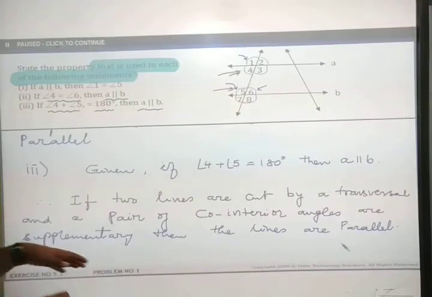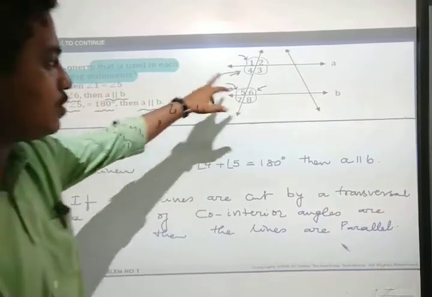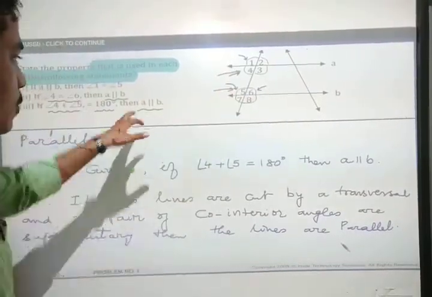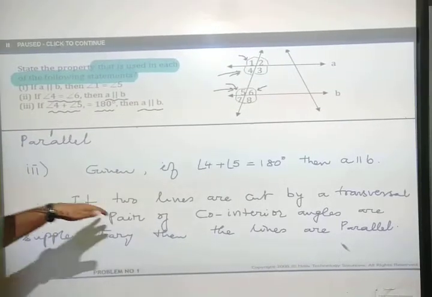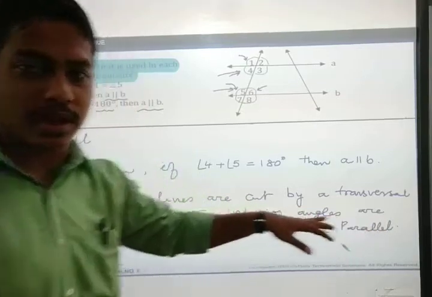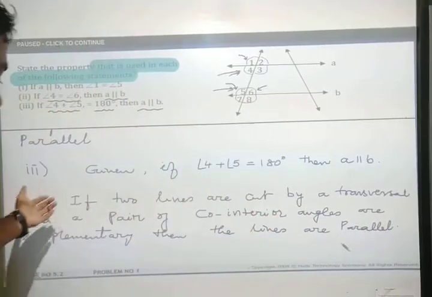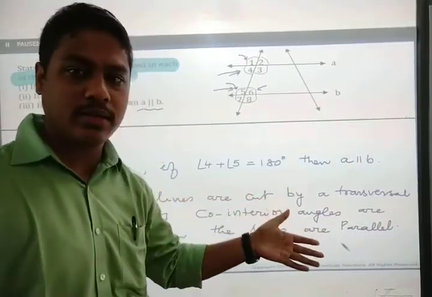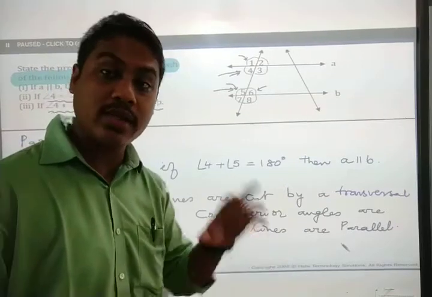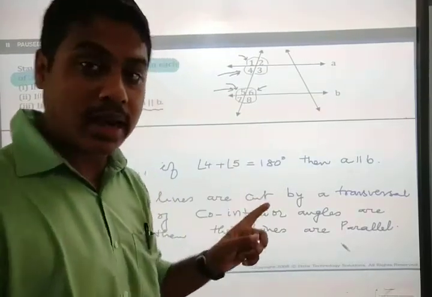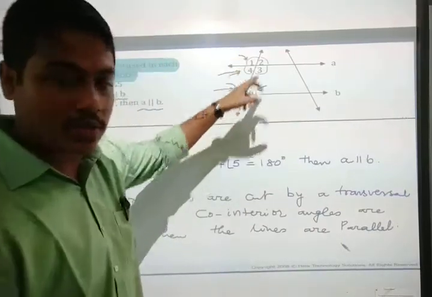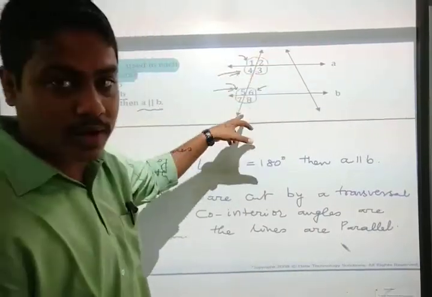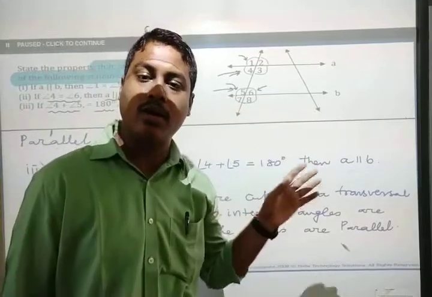So it is given that angle 4 plus angle 5 is equal to 180 degrees, then we have to prove that A is parallel to B. So we have to write that if two lines are cut by a transversal, then a pair of co-interior angles are supplementary. We have proved that in the last class, that if parallel lines are cut by a transversal, the interior angles are always equal.